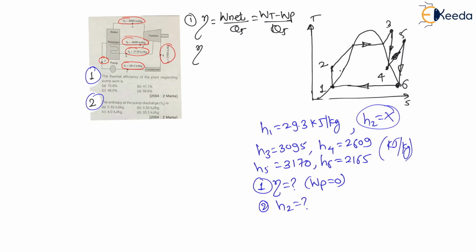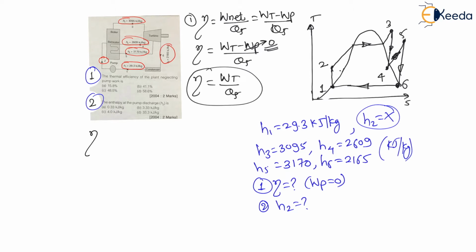So my dear students, efficiency of cycle is equal to work of turbine minus work of pump divided by heat supply. But here they are asking you to ignore this pump work. Therefore, for this particular question only, work of turbine divided by heat supply will be the efficiency of the cycle. So find the efficiency: efficiency is equal to work of turbine divided by heat supply.